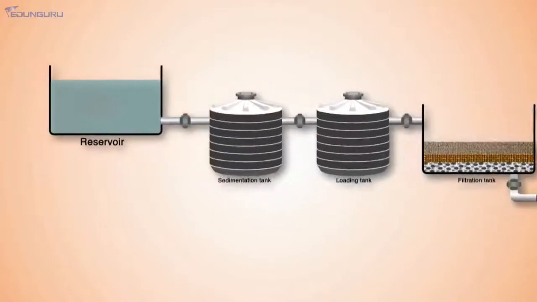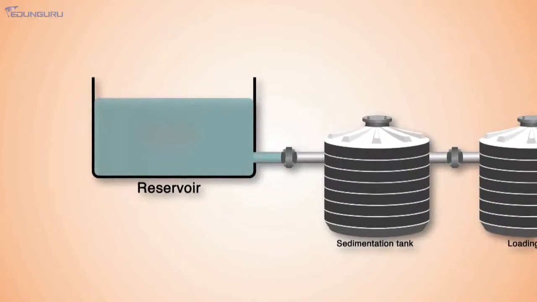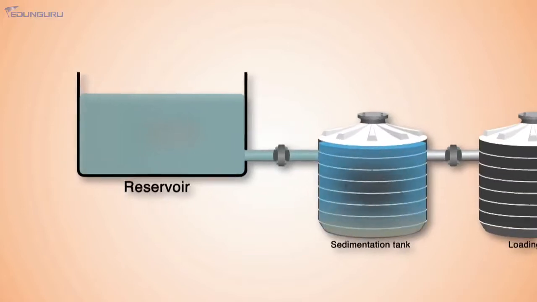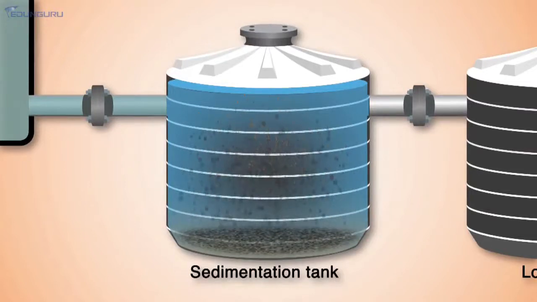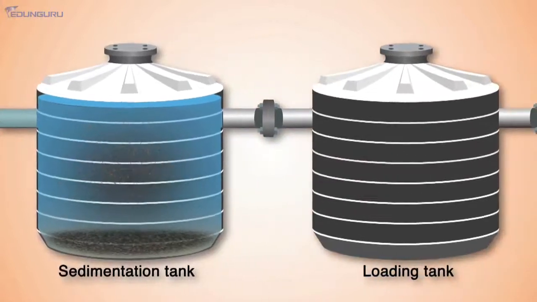First, the water from the reservoir is sent to a sedimentation tank. Here the water is allowed to stand for some time so that the impurities present in the water can settle at the bottom of the tank. Then the water is sent to the loading tank.